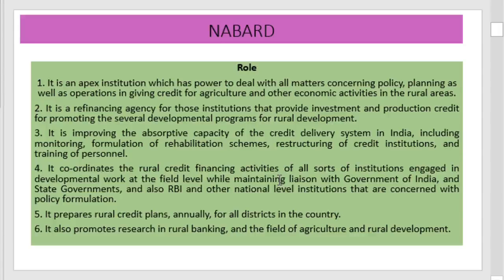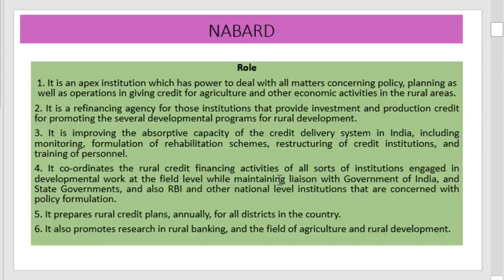The major roles of NABARD are, first, it is an apex institution which has the power to deal with all matters concerning policy, planning, as well as operation in giving credit to agriculture and other economic activities in the rural area. The first and most important role is that it is an apex institution with the power to deal with all matters concerning policy, planning and operation with respect to the provision of credit to agriculture and other economic activities in the rural areas.